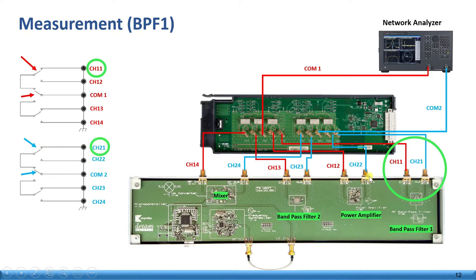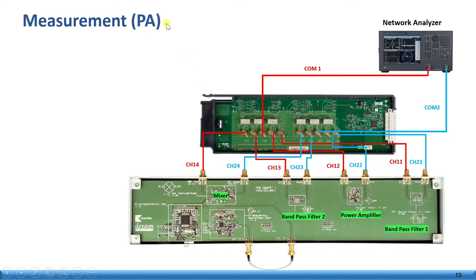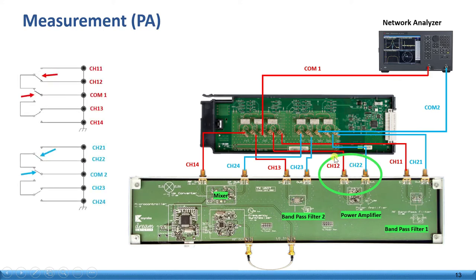Okay, next, we want to measure for amplifier. So we're going to activate COM 1 channel 2 and COM 2 channel 2. Okay, so you can see here we activate for COM 1 channel 2 and COM 2 channel 2. Okay, so remember COM 1 is port 1, COM 2 is port 2.